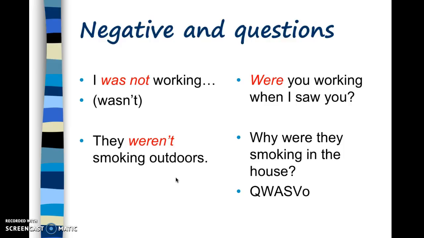To make negatives and questions, you conjugate your verb, of course, the verb to be, and add not. So I was not working, or they weren't smoking. And to make the question, you follow the same idea of question word, auxiliary, subject, verb, and perhaps an object. So in this one, it's a yes or no question. I don't have a question word. So I start with my auxiliary, were, subject, you, my verb, working. Auxiliary, subject, verb. Or why were they smoking in the house? Question word, auxiliary, subject, verb. So you follow that same structure.